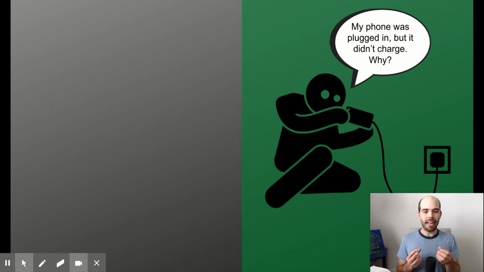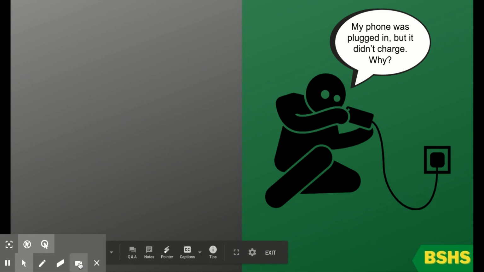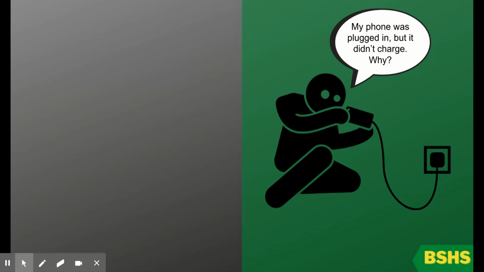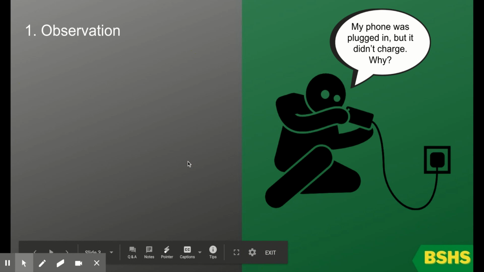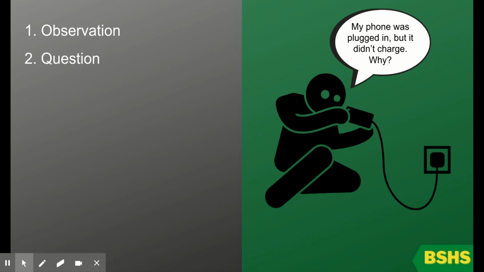Inevitably, you have plugged your phone in and let it charge, and you come back and it's still dead. The phone's not charged at all. And you wonder why. Well, this is really important actually. So notice that you just made an observation, okay? So you came to your phone and you looked and you saw that the battery was dead. That is an observation. And that's the very first thing that scientists use in this process of discovering truths about the physical world. The second thing that you did was you asked a question.